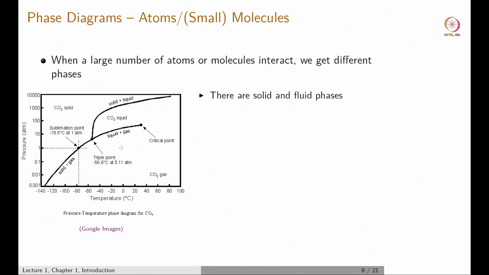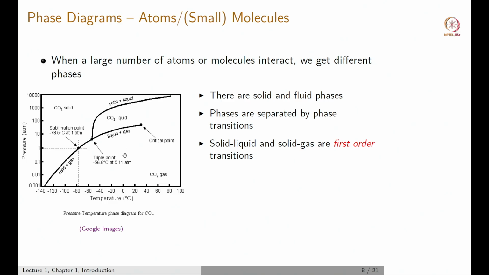And there are solid and fluid phases, and these phases are separated by phase transitions. So for example, if I look at this particular point here, that is the sublimation point, or the point where solid carbon dioxide becomes gaseous carbon dioxide. This would be the melting transition, where solid carbon dioxide goes to the liquid phase of carbon dioxide.